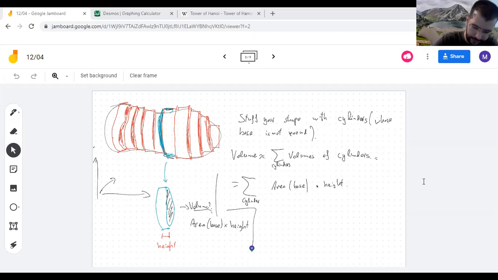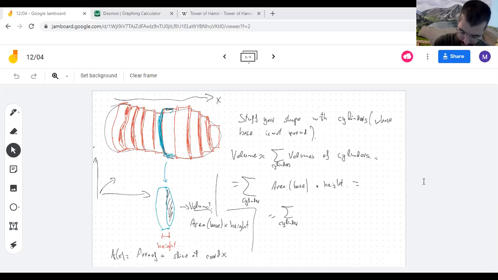So if I call this direction X, I guess I can say that A of X is the area of a slice at the coordinate X. So if I have my shape here, if you fix X, you get exactly like, what do you call it? A CT scan? When they look at slices of your brain, and for each, the X-ray machine takes an X-ray here, an X-ray here, an X-ray here. And then for each height, you get an image. So here I'm saying, look at the area of that image.